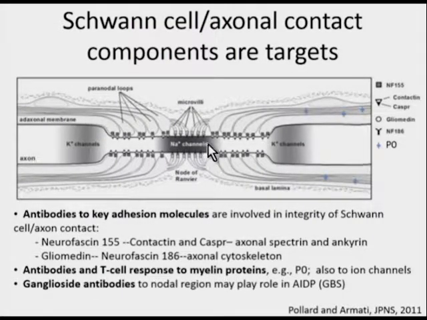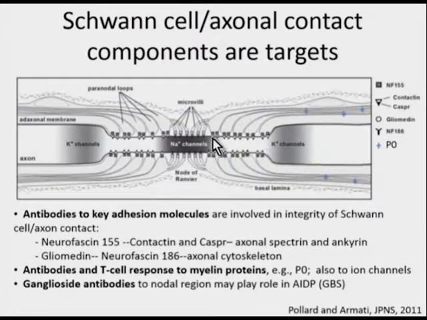Notice that the nodes are where the sodium channels are aggregated, whereas the potassium channels are in the internodal regions. In the regions of the node, there are a number of different proteins, neurofascin 155, for example, and gliomedin and neurofascin 186. These are localized specifically in these regions and connect into the cytoskeletal protein system, which is not depicted in this drawing, but is present in the axon and lends stability to the structure.